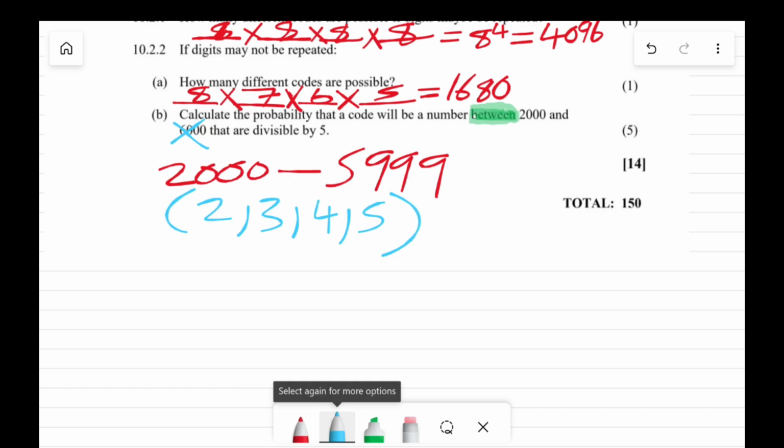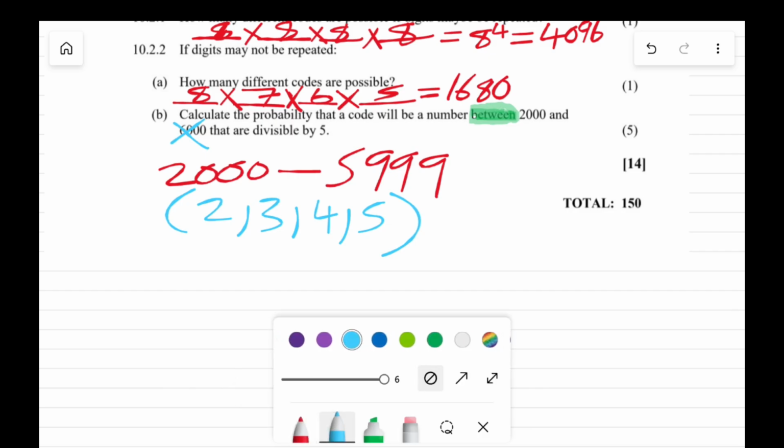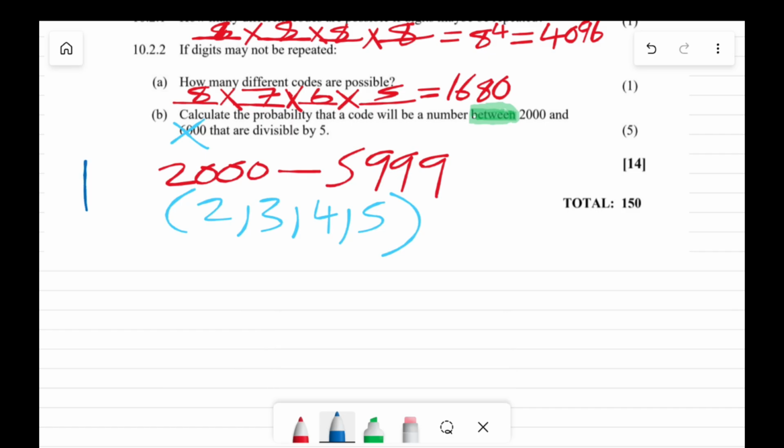So that was the first restriction. Let me call it R1 to show that this is restriction number 1.